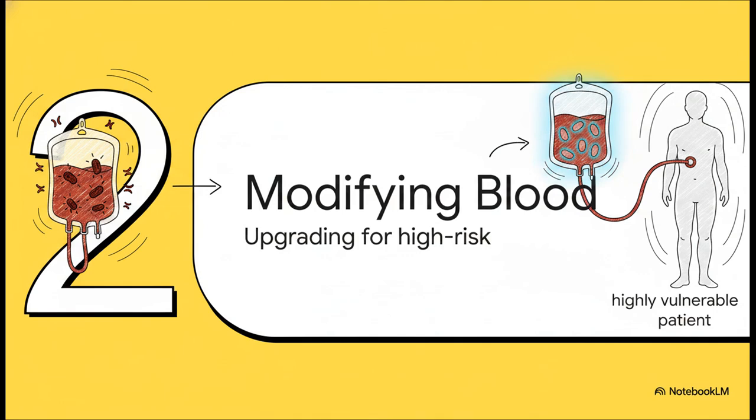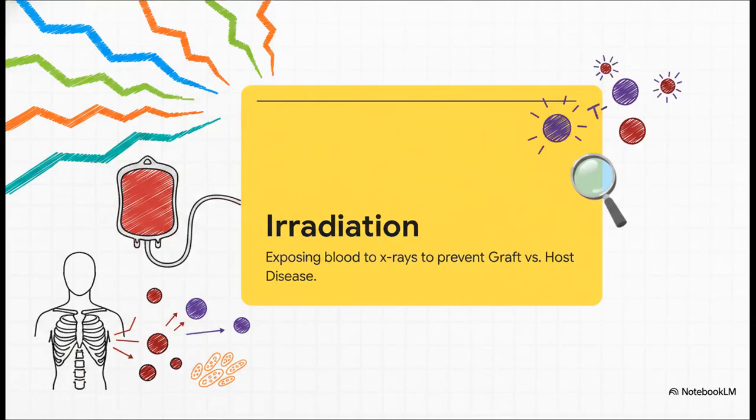Moving right along to Section 2, modifying blood products. This is all about upgrading the toolkit for high-risk patients. Because let's face it, sometimes that raw donor product is actually too dangerous for a highly vulnerable recipient. First up is irradiation. Basically, we hit the blood product with X-rays or gamma rays to zap the donor's T cells. This is an absolute necessity for severely immunocompromised patients, like bone marrow transplant recipients.